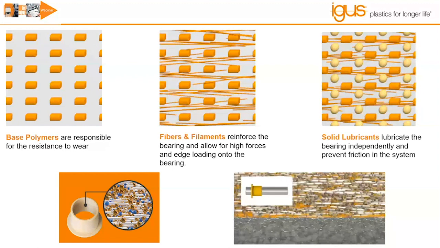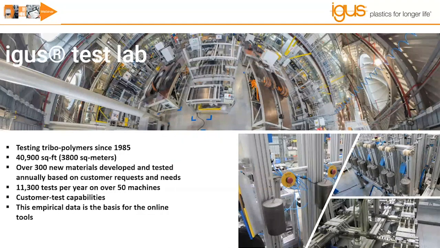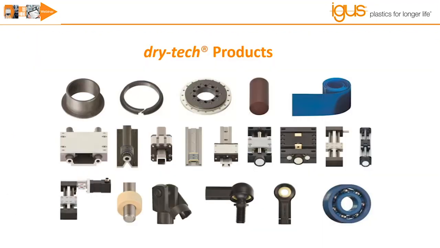automation machinery. We have a huge test lab in Cologne, 41,000 square feet, with a ton of testing, 11,300 tests per year. We also have the ability to do customer-based tests as well. If we're developing a new product or a custom part for a customer, we can perform tests in our lab there for that. All this is really important because the data we get from our test lab feeds directly these online tools that we're going to talk about today.